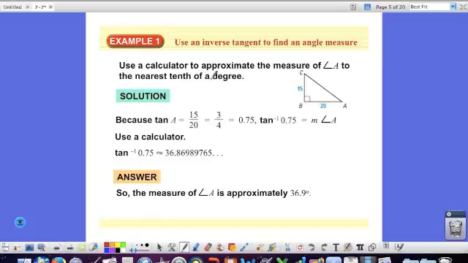So using a calculator to approximate the measure of angle A to the nearest tenth of a degree. 15 over 20 is 3/4. So 3/4 is equal to 0.75. So if I take my scientific calculator, and this is actually how you do it, you're going to press the second button on the calculator.